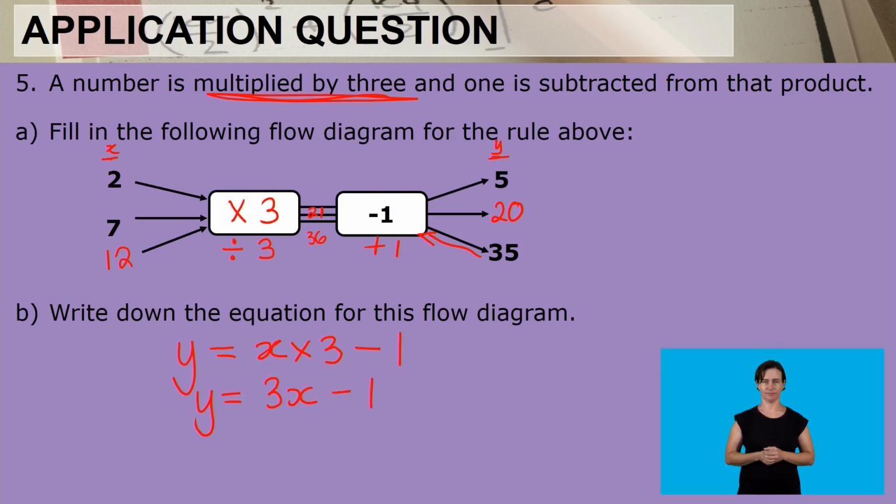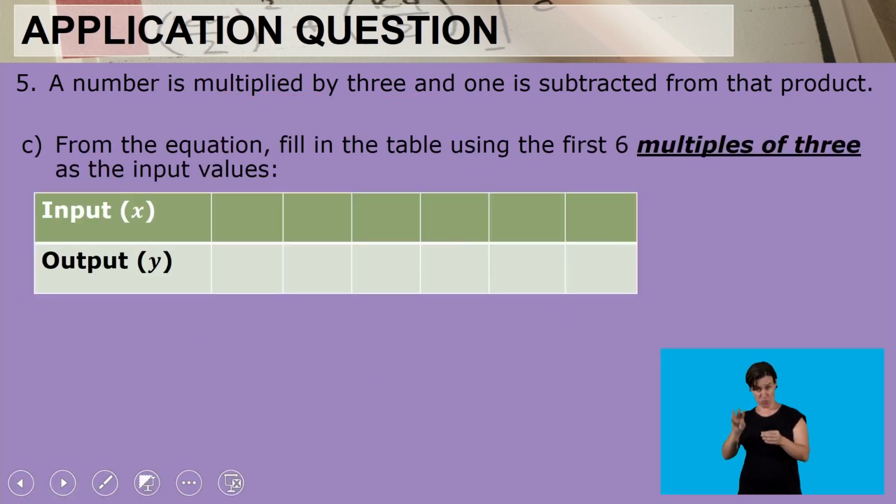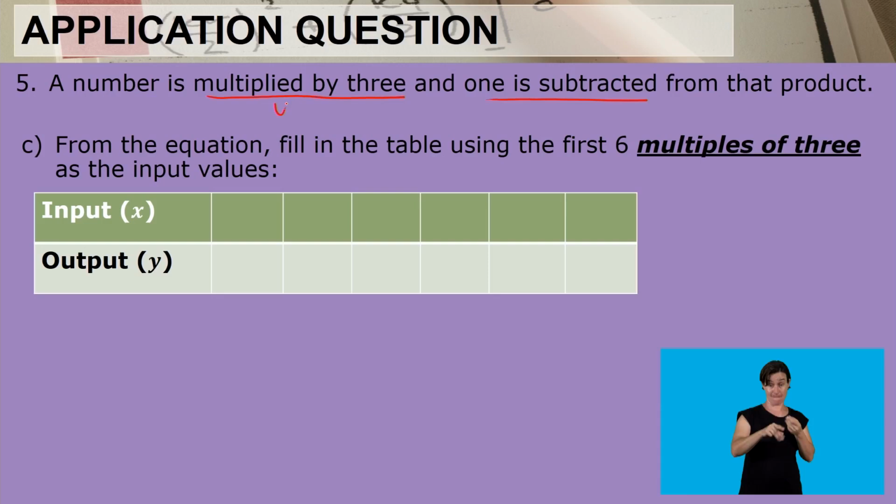Now, can we use these values to represent them in a table? Let's conclude with this question here. So we are still working with number 5. We're still working with a number being multiplied by 3 and 1 being subtracted from that product. So C there says, from the equation, do you remember what our equation was? Our equation was y is equal to 3x minus 1. So from that equation, fill in the table using the first 6 multiples of 3 as the input values.